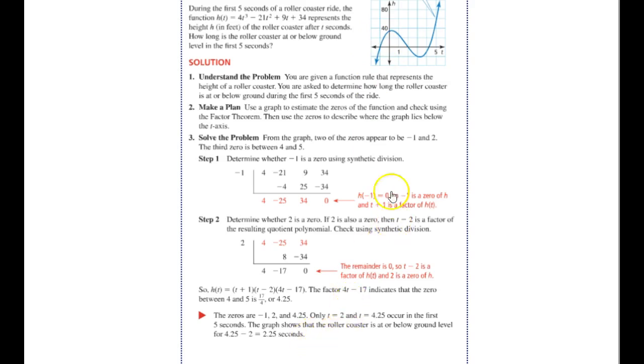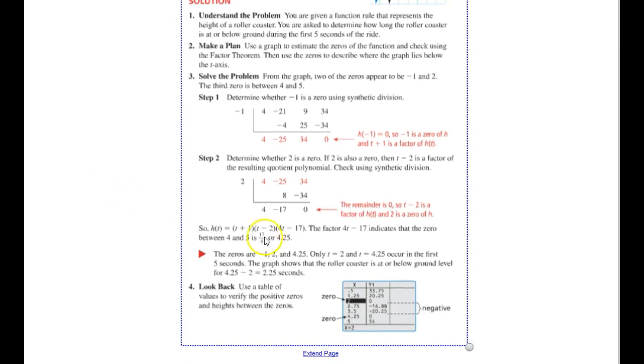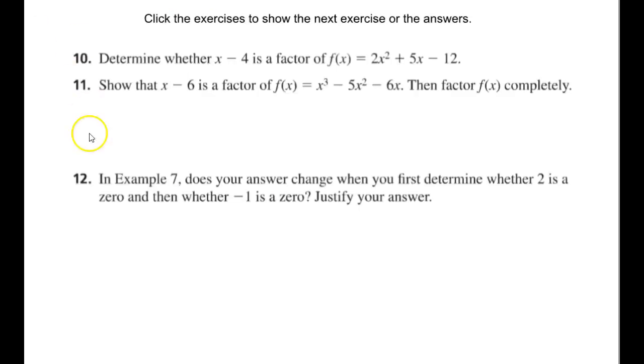Okay, and this shows that my graph, right, between my 2 zeros is underground or below, 4.25 minus 2, so 2.25 seconds. Okay, so the distance from here to here is where it was underground, as shown in my graph as well. So I can just subtract those two zeros and it'll tell me how much time. If I want to, I can use a table of values in my calculator to also see what happens between those zeros. Okay, so now here's a couple more monitoring progress for you to try out and see if you can follow along and get those done.